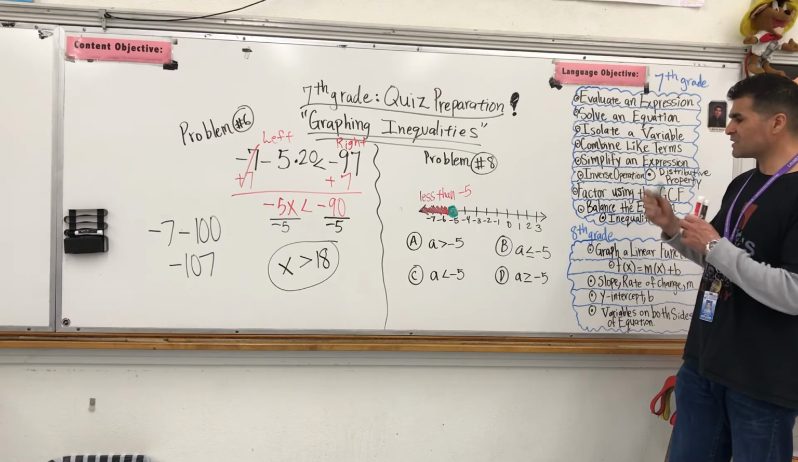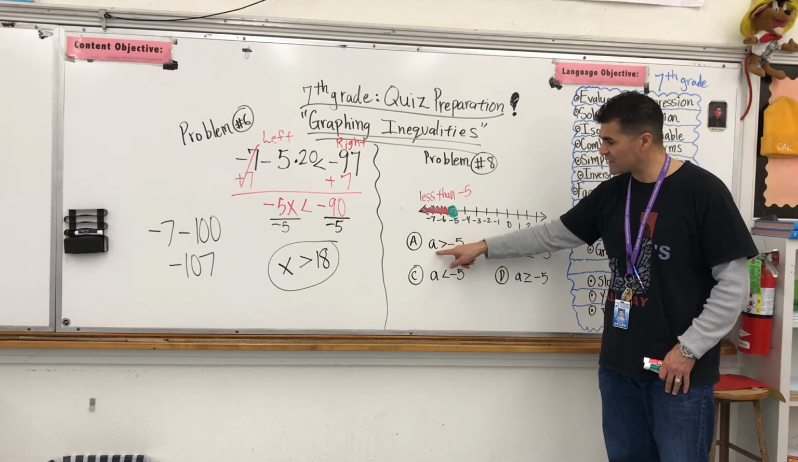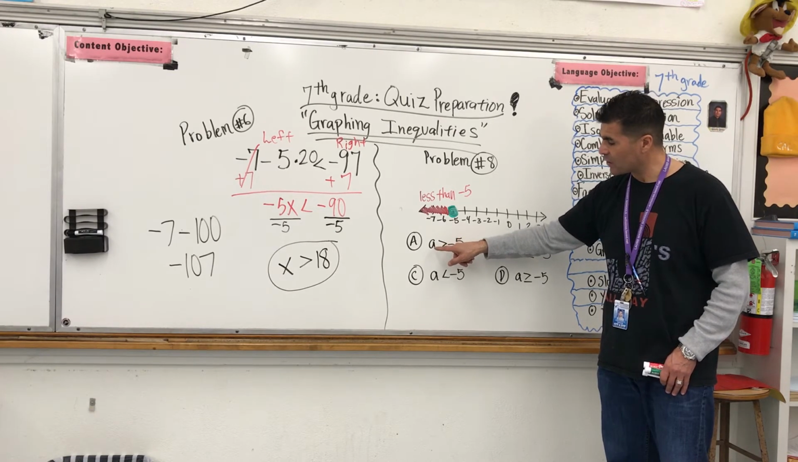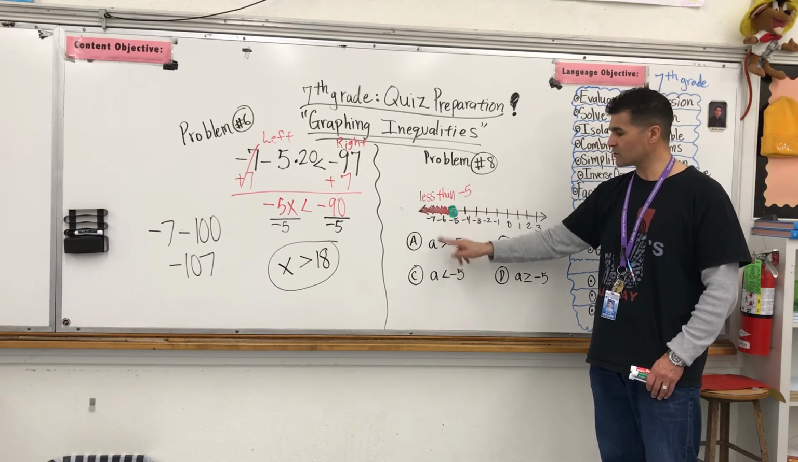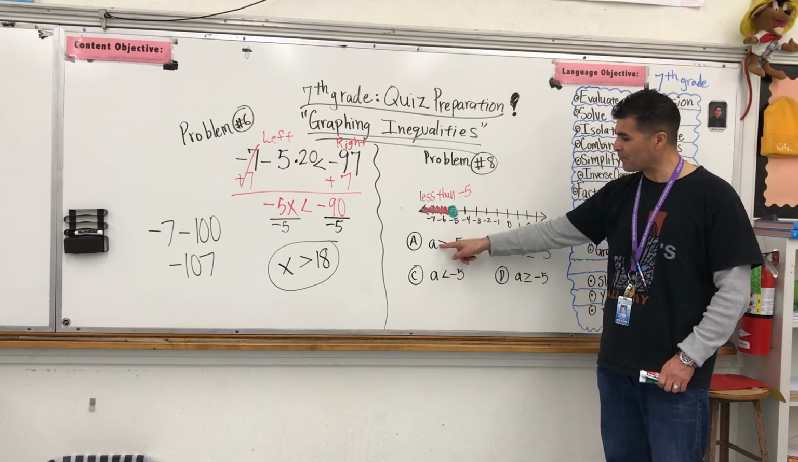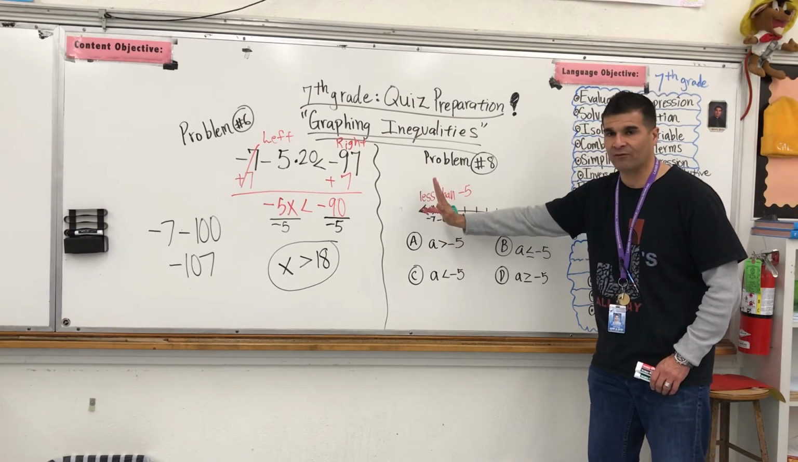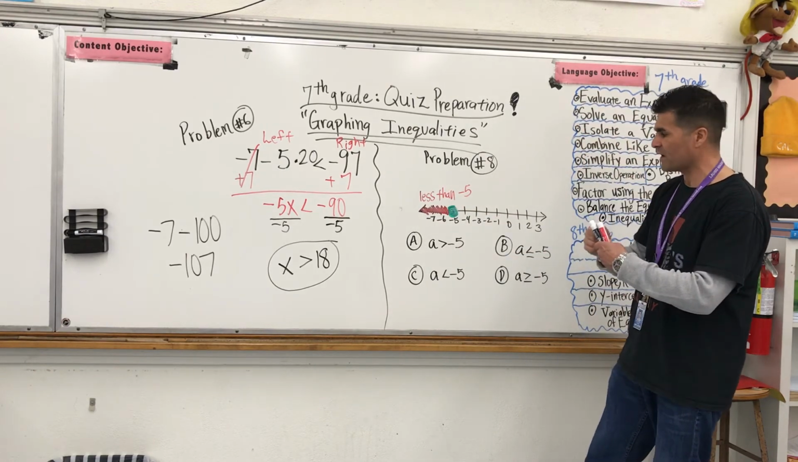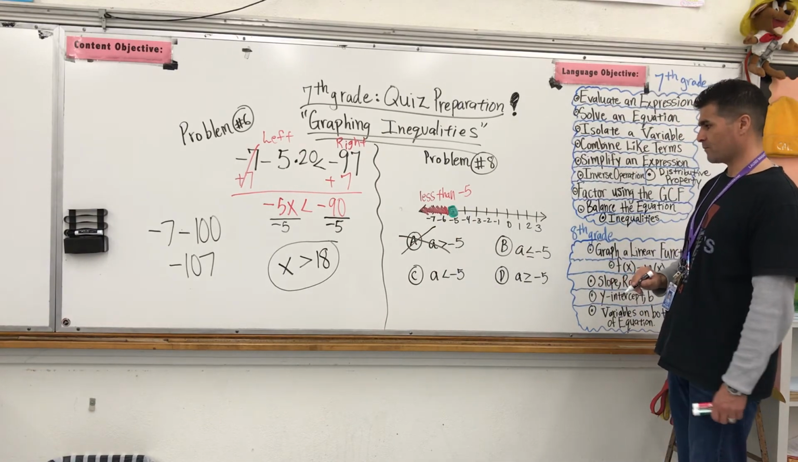Well, let's see where this inequality is facing. The mouth of this inequality is facing towards A, and this means that it's saying that A is anything greater than negative 5. But these numbers are on the left, so this can't be true. A cannot be a number greater than negative 5 because I colored in the numbers on the left. These numbers are smaller than negative 5. So I definitely know A cannot be one of the answers.